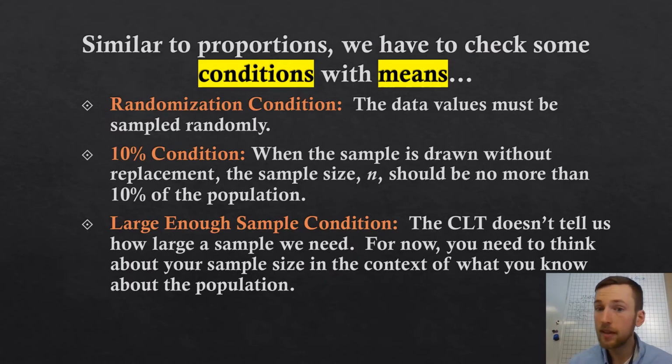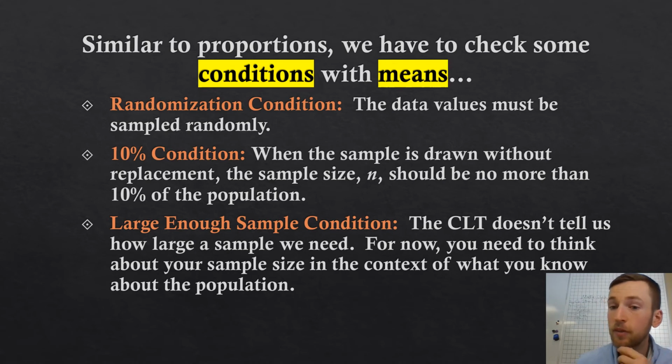So for means, we also have a set of conditions we have to check before we can confirm that a normal model is appropriate. Just like before, we still have our randomization condition, so our values have to be randomly sampled. Again, that's typically going to be stated in the stem of our problem. We still have the 10% condition, so our sample size cannot be more than 10% of our population size. And then we have the large enough sample condition, okay?